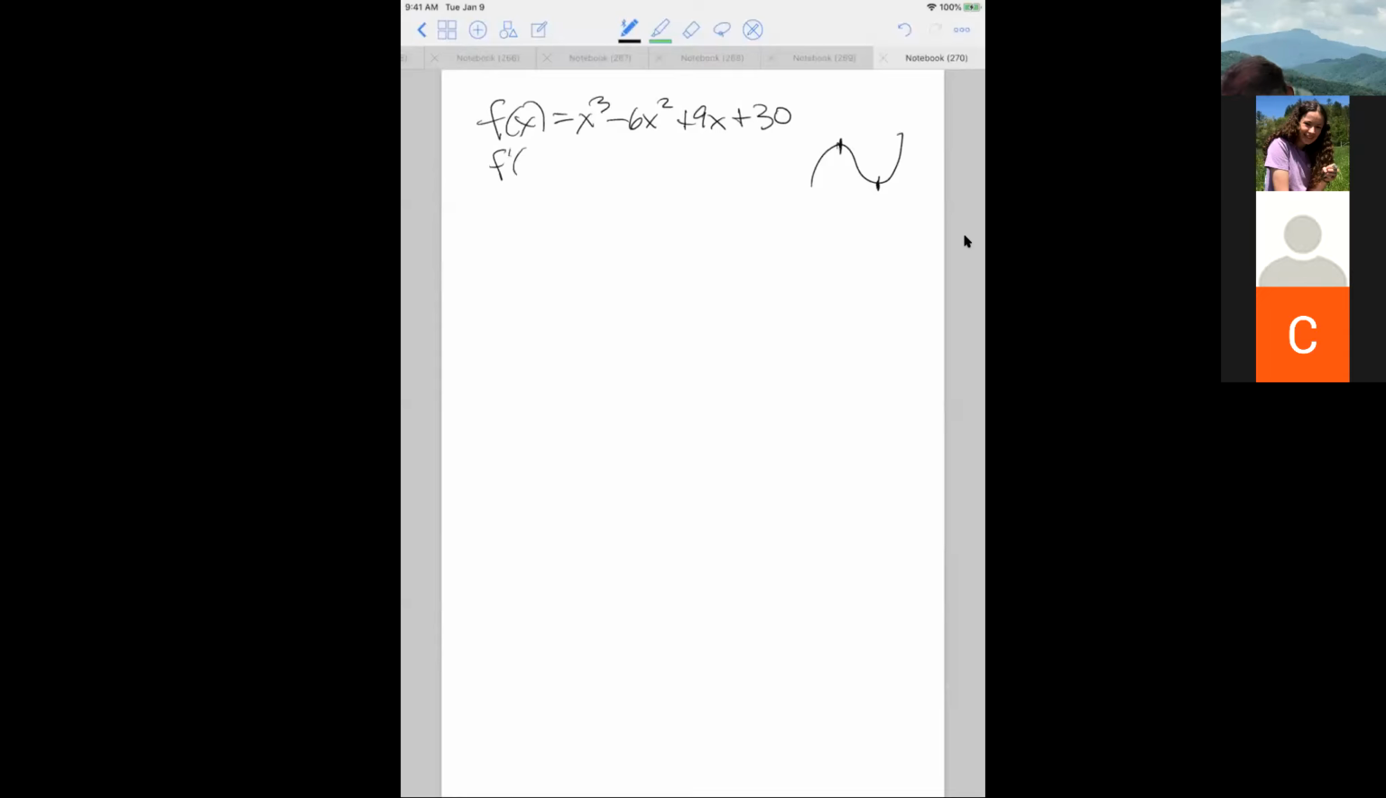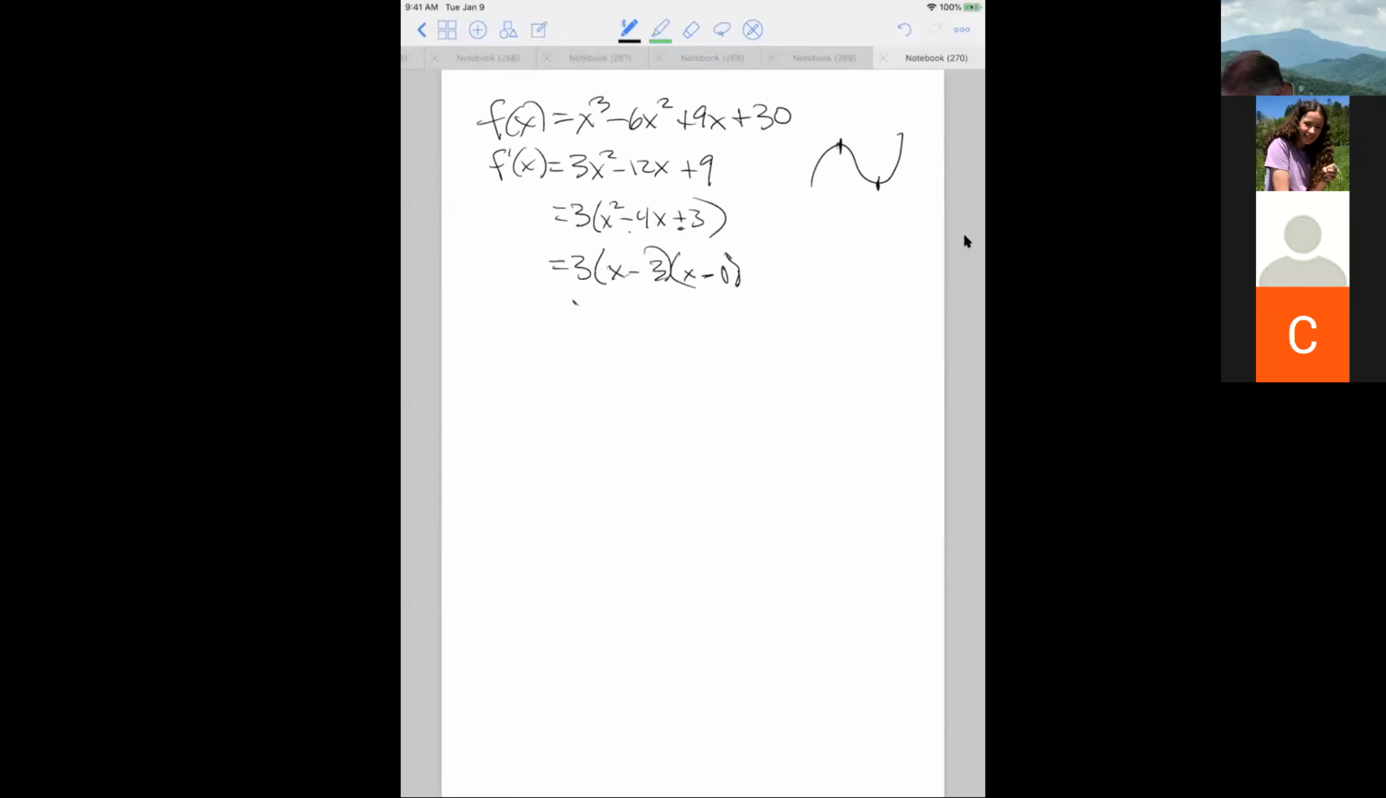So f prime of x equals 3x squared minus 12x plus 9. That equals, factor the 3 out now, 3 times x squared minus 4x plus 3. So what do I have? It's got to be 3 and 1. And they're positive. The 3 is positive here, so they both have to be negative. So x minus 3, x minus 1.